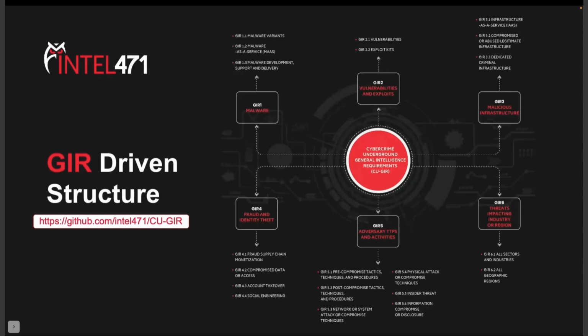We have our own taxonomy that we have built called the General Intelligence Requirements Framework. It's really our team's mapping of all the different types of threat actors that we see within the cyber underground. We did make that open source available last year. So I encourage you, if you have not come across the GIR handbook, to take a peek at that GitHub repository, which details all the various intel requirements there.